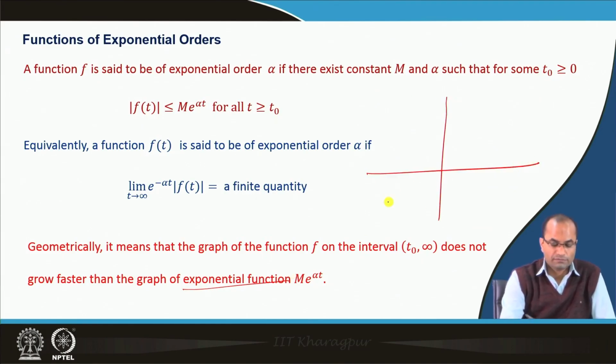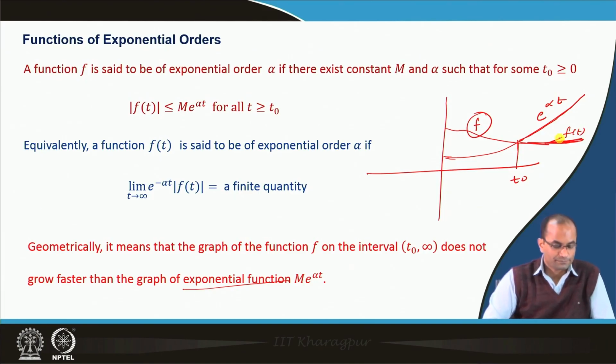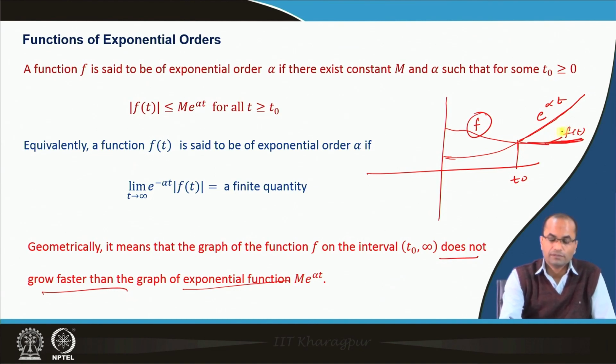So, suppose we have this function f growing like this, and we have the exponential function. This is the exponential function e^(αt), and this is our function f. What is important is that after this t₀, which could be very large, e^(αt) is growing faster than our given function f(t). So, in this interval it does not grow faster than the graph of the exponential.